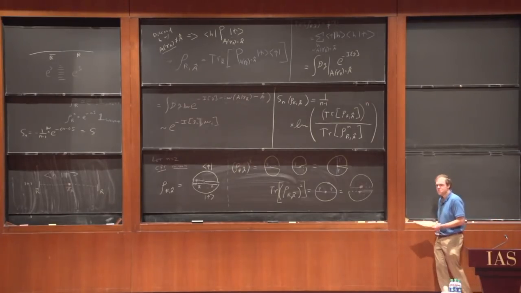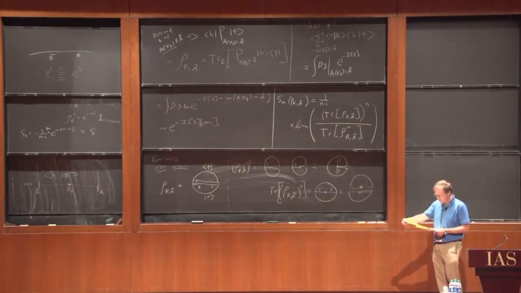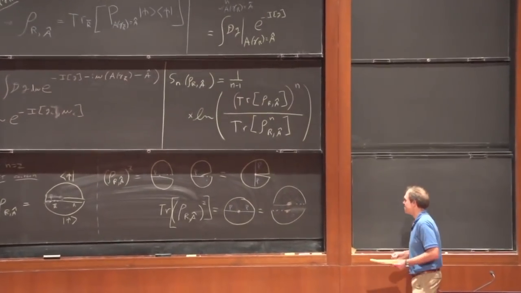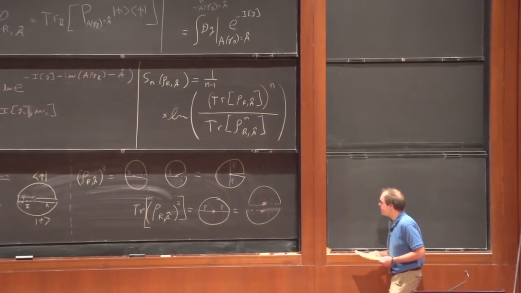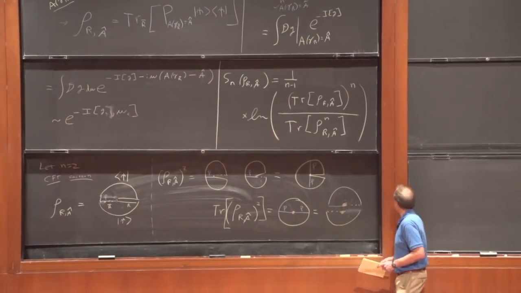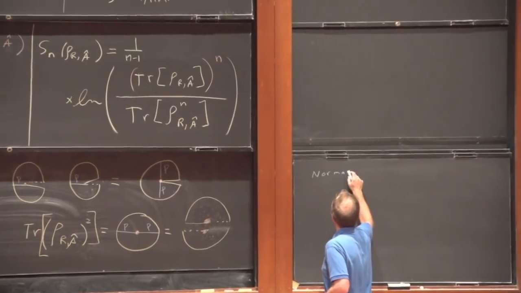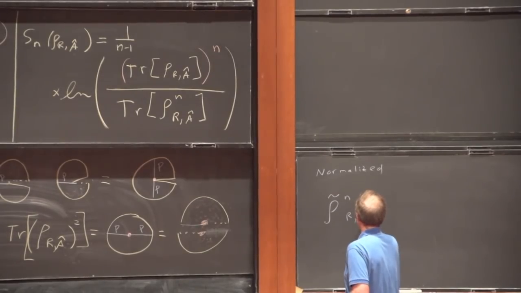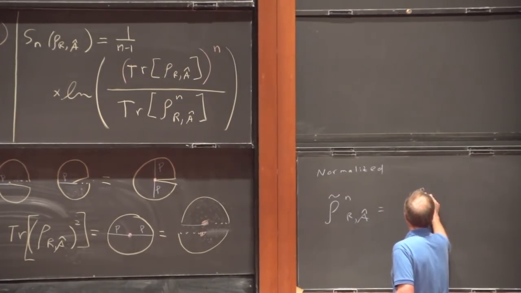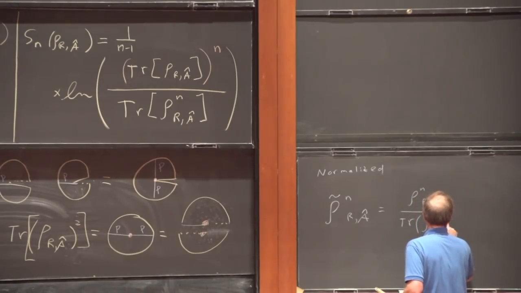Since my time is up, I'll give you the short version of the argument as opposed to the long, detailed computation. I thought you might enjoy the long, direct calculation, but Alex will cut me off before I get there. So let me just give you the short version of the argument. The short version is to think about the normalized versions of these density matrices, of these powers. So consider a normalized rho tilde r a hat, which is just rho n r a hat divided by its own trace, whatever that may be.